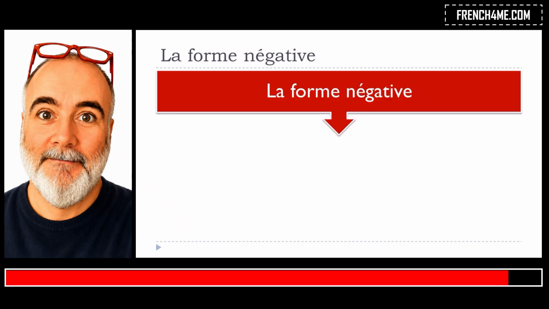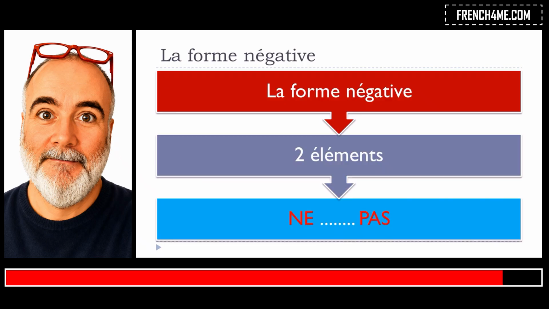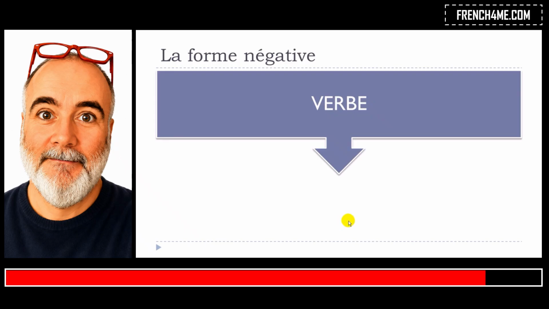La forme négative, so if you remember it, we've got two parts that normally we need to use if we want to put this negative form. The first one is ne, and then you've got pas. Okay, between the two, you should have your verb. Okay, so let's take an example now.